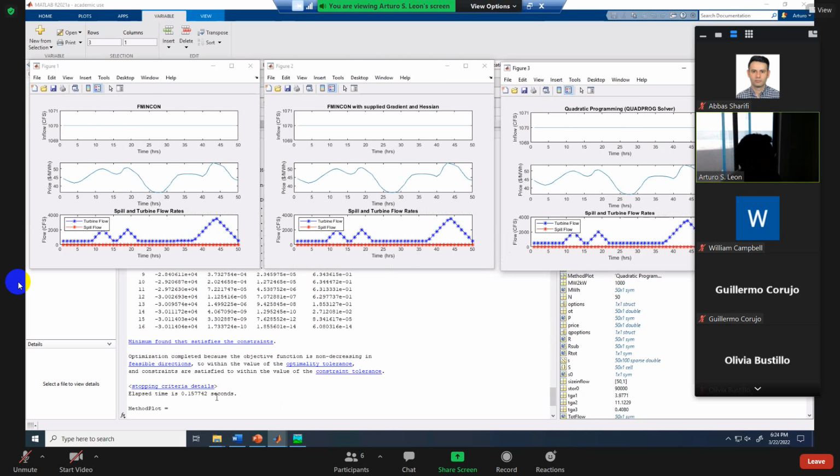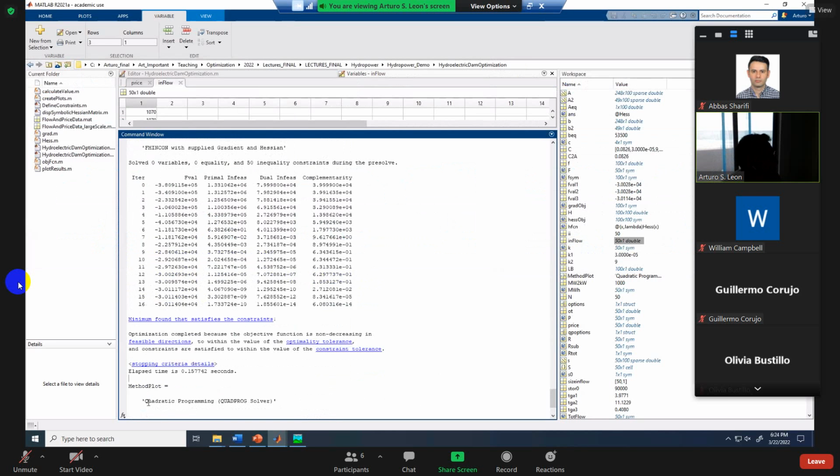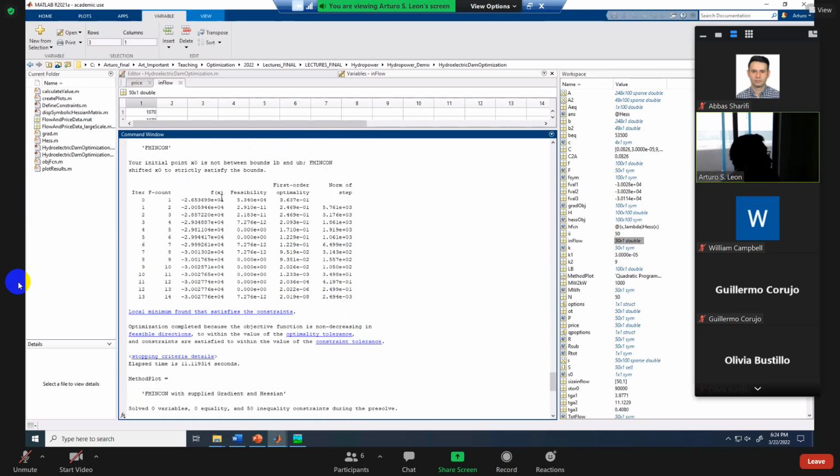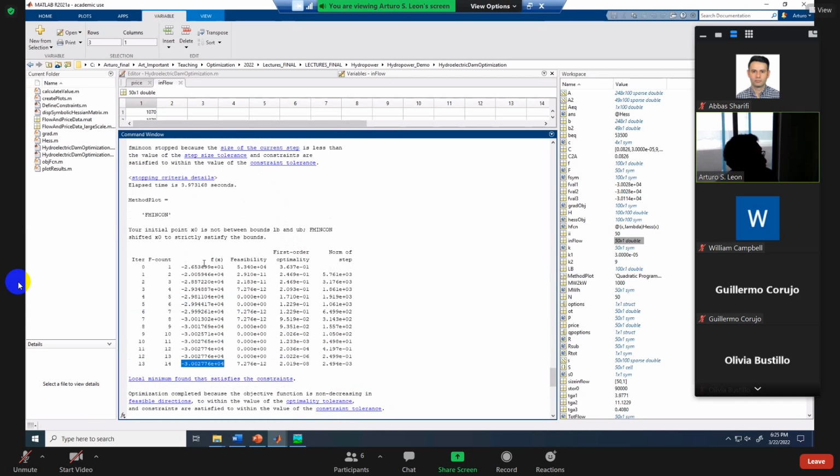Okay, so the revenue, you can calculate it here. The revenue example, this is F, right? I have a minus here because remember, in MATLAB we always minimize. So if you want to maximize, the maximization is the negative of the minimization. The objective function here is F, and the revenue is 3 times 10 to the 4, 3.002. This is with fmincon.